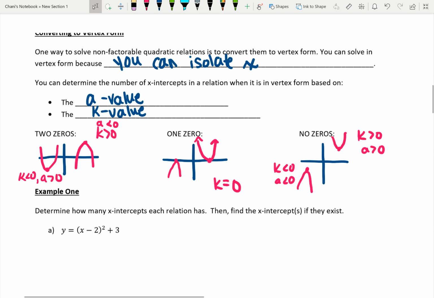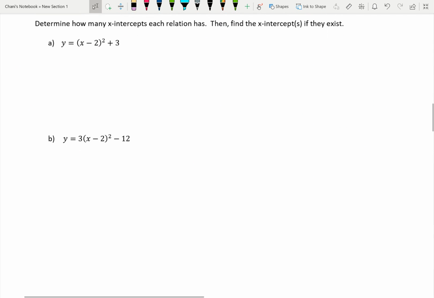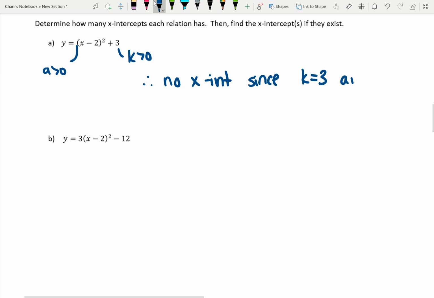All right, so in this example, we want to determine how many x-intercepts each relation has, and then find them if they exist. So here our k value is positive, and our a value is positive. So therefore, there are no x-intercepts, since k is equal to 3 and the parabola opens up.